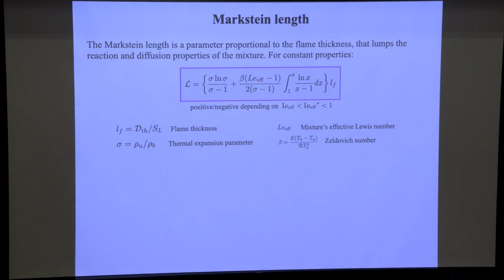And in fact, when the Lewis number is sufficiently less than 1, the Markstein length can be negative. Markstein length is not a length, it's a coefficient that has a length scale. And so it can be negative. So the Markstein length can be negative for sufficiently subunity Lewis number and positive otherwise.